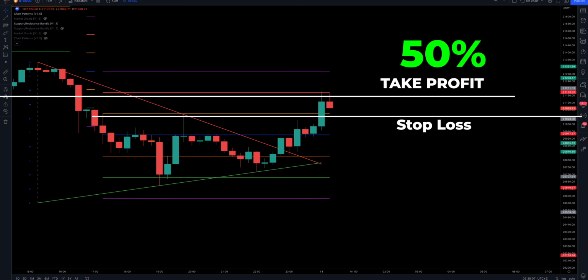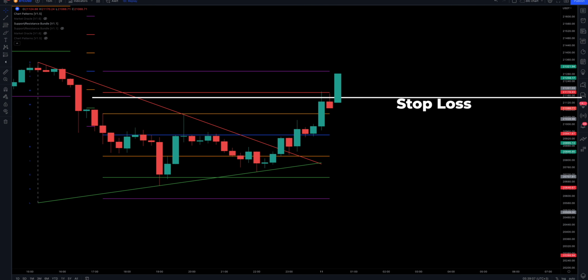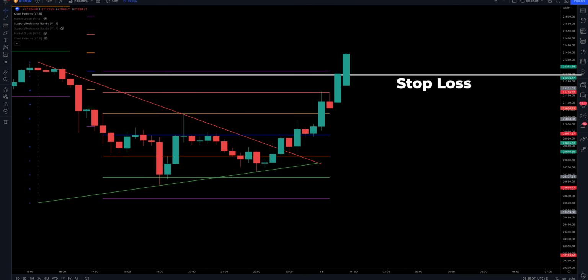You've already made profit on half of your position, and with the second half, you can follow the price with your stop loss, moving to each support and resistance as the price passes it, and exiting when price finally comes back to trigger your stop loss. This allows you to lock in some profits and also leaves the door open for you to make some crazy gains if the price really takes off.